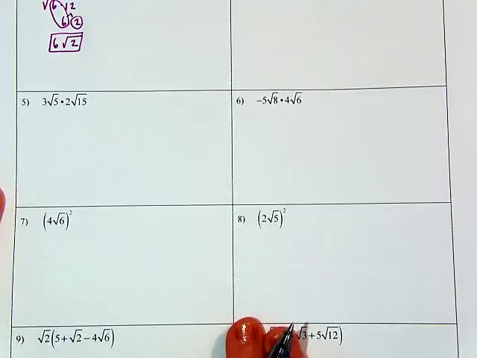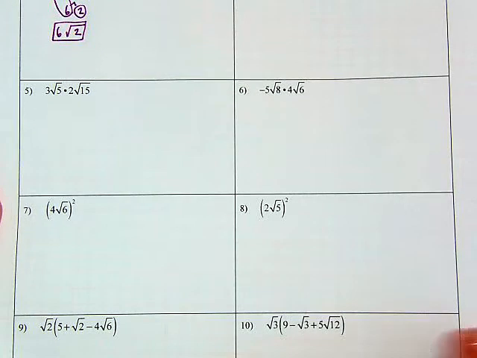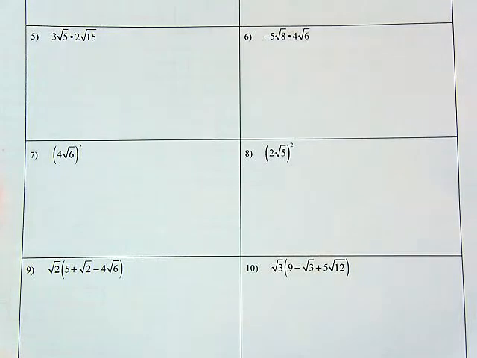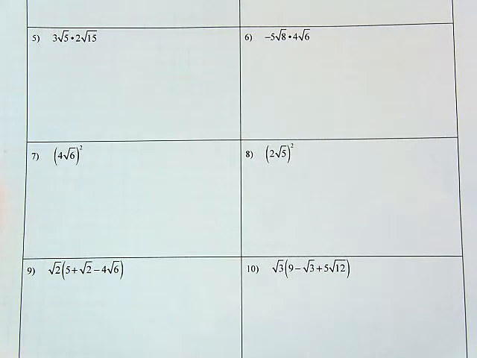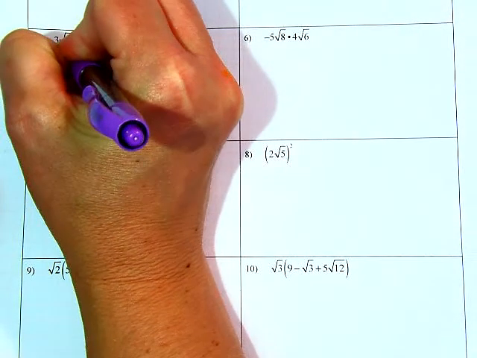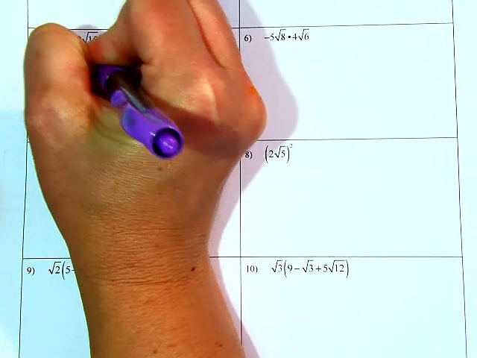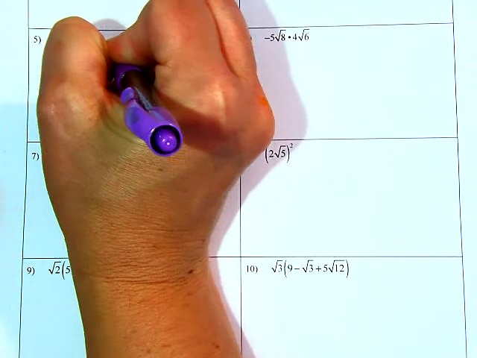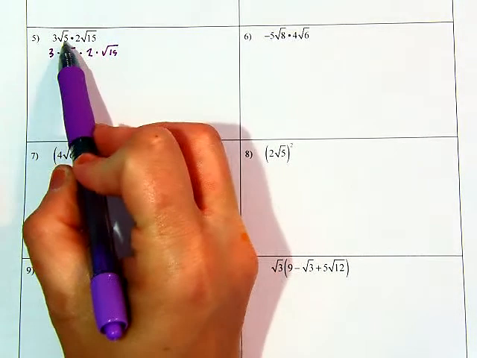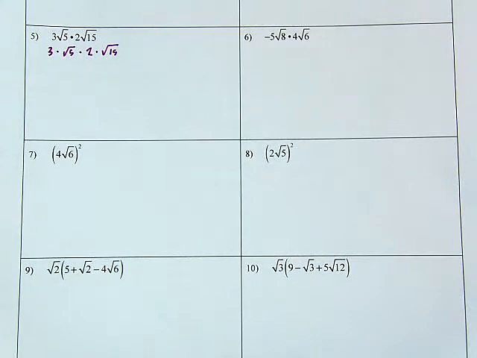Okay, let me slide up to 5. So again, I'm going to do the left-hand side, and I'm going to have you guys do the right-hand side in just a moment. All right, so problem 5. So I have 3 times the square root of 5 times 2 times the square root of 15. So this really reads as 3 times the square root of 5 times 2 times the square root of 15. Okay, so even if we don't write the multiplication sign in between the 3 and that square root of 5, it's still there. So I'm just making sure that you see it that way too.